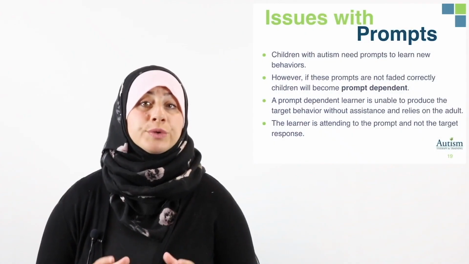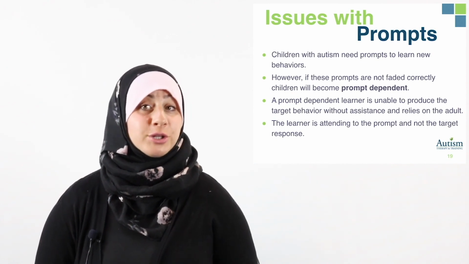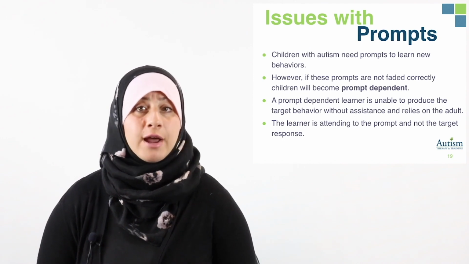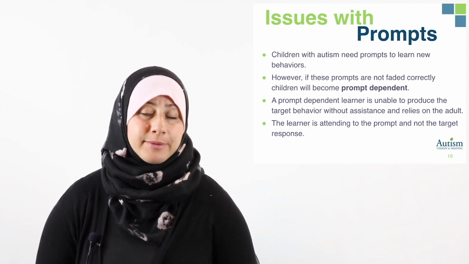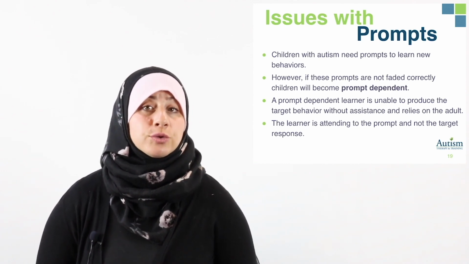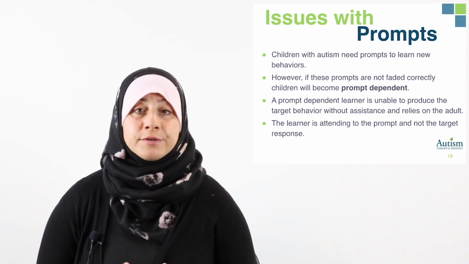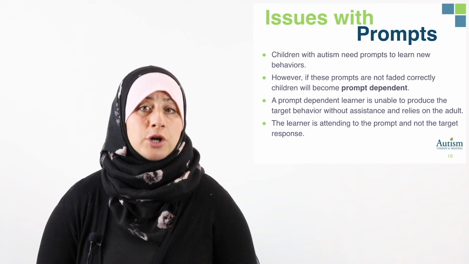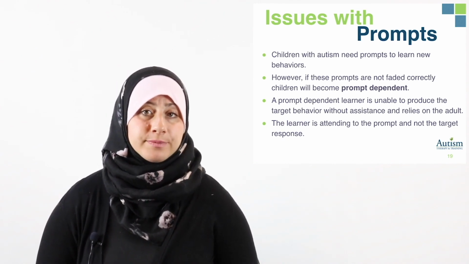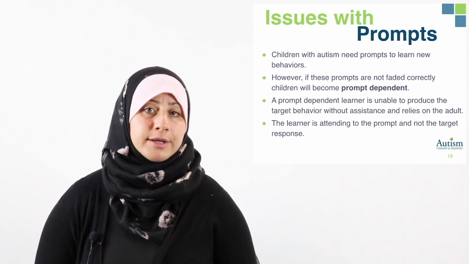Children with autism will need prompts to learn new behaviors. In fact, we all need prompts to learn things. I need someone to show me how to do something new for the first time before I can do it independently. However, if these prompts are not faded correctly, the children will become prompt dependent. A prompt dependent learner or individual is unable to produce the target behavior without assistance and relies on the adult. The learner is attending to the prompt and not the target response.